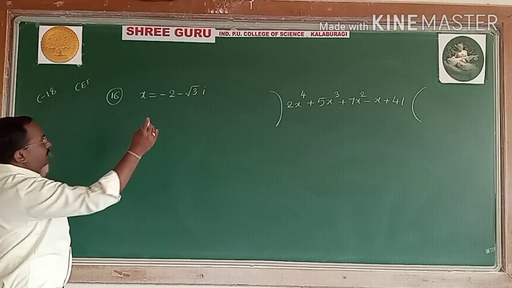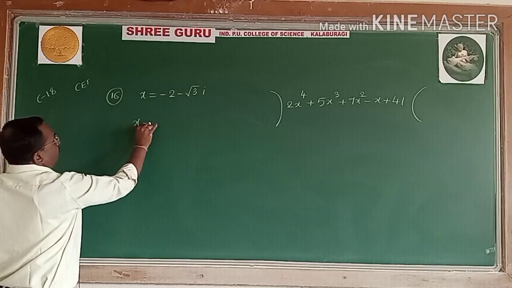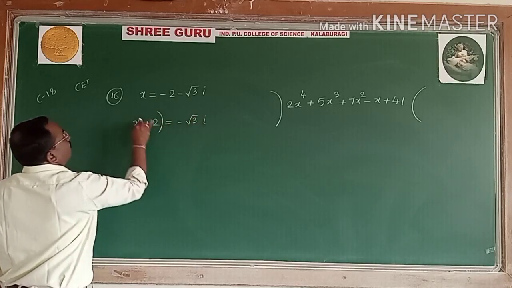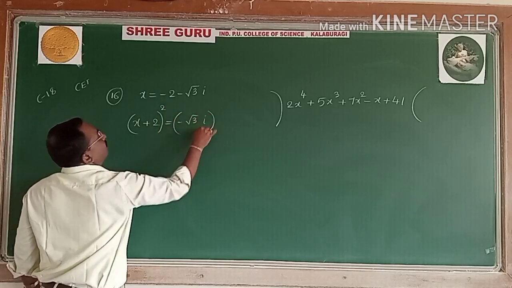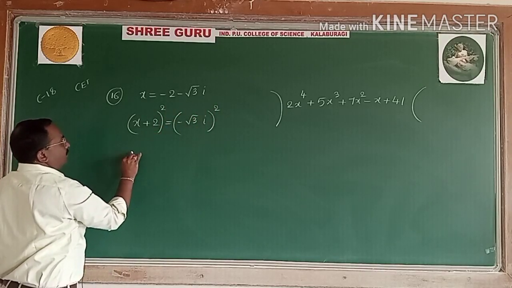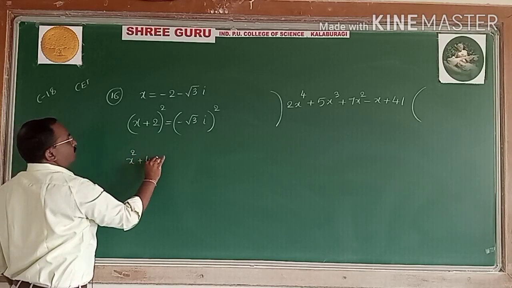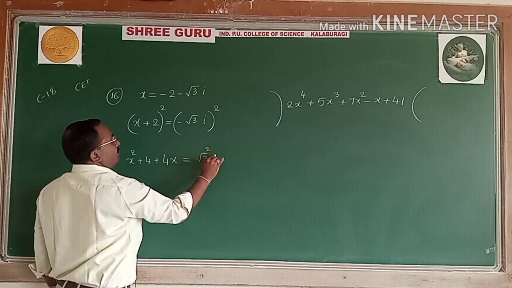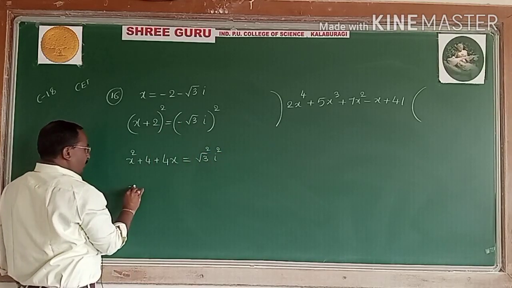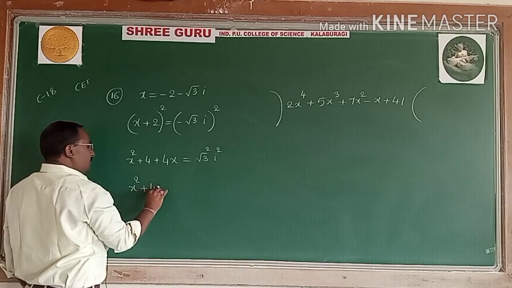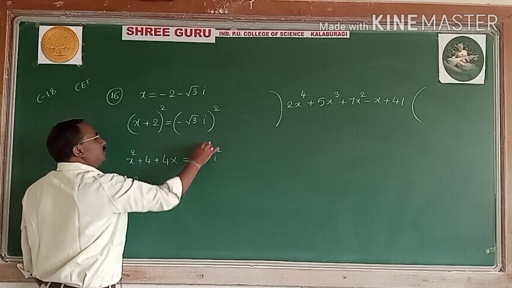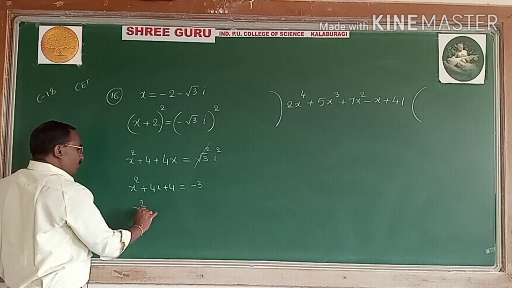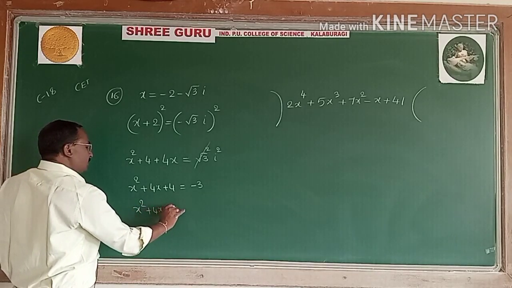First, remove the imaginary part. Take the 2 to the left. x plus 2 is equal to minus root 3 times i. Square on both sides. (a plus b) square is a square plus b square plus 2ab. A negative square is always positive. Root 3 square is 3 and i square value is minus 1. So x square plus 4x plus 4 is equal to minus 3. The square and root get cancelled. i square value is minus 1. x square plus 4x plus 7 is equal to 0.